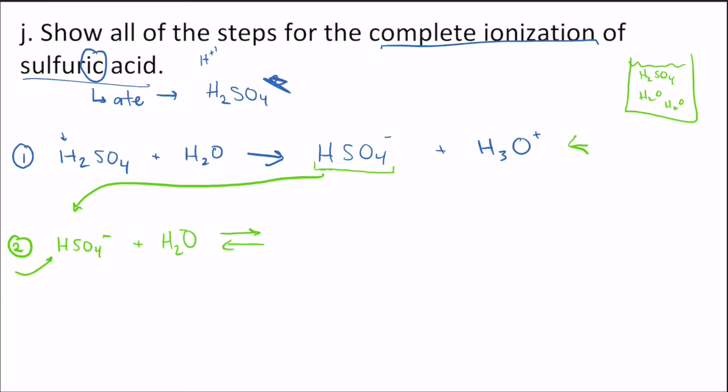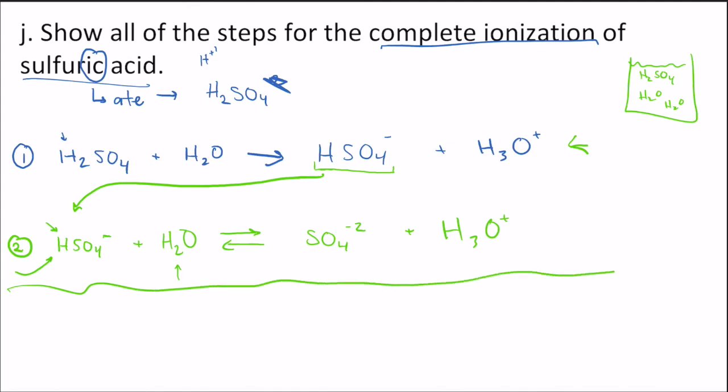And then the same thing's going to happen here. This is going to lose an H plus. So then it's just going to be SO4. It lost another H plus, so now it becomes minus 2. So it's our sulfate. And then the H2O that we had, it's going to get an H plus, and then you're going to get another H3O plus. So that's going to be the complete ionization of sulfuric acid.